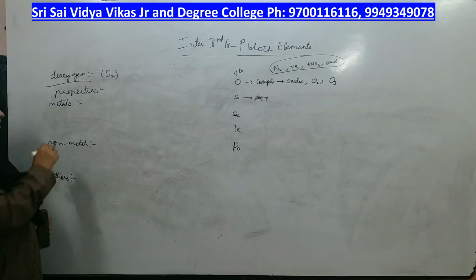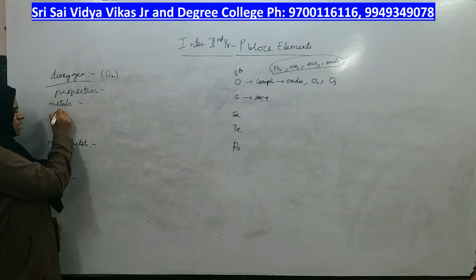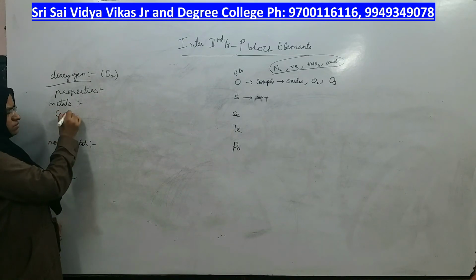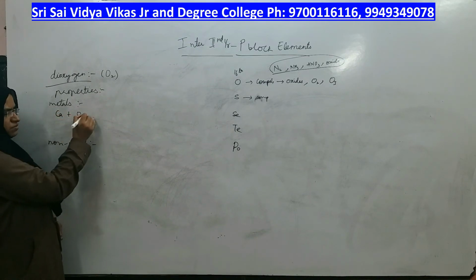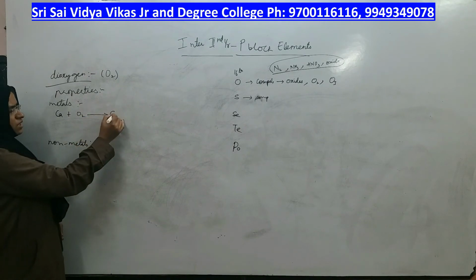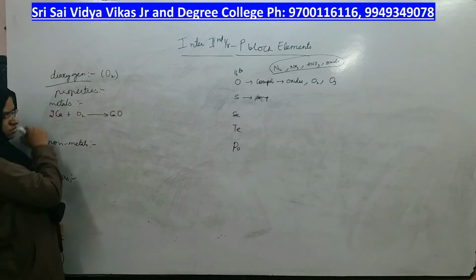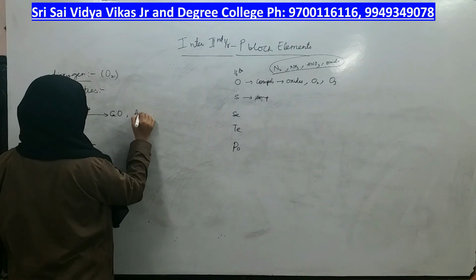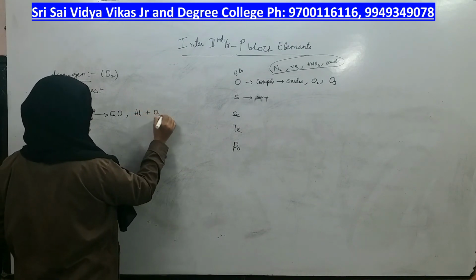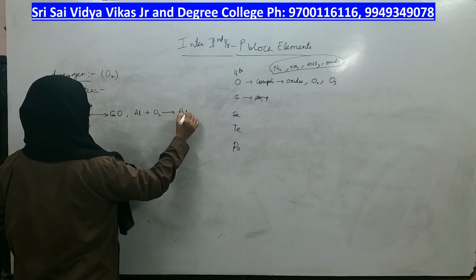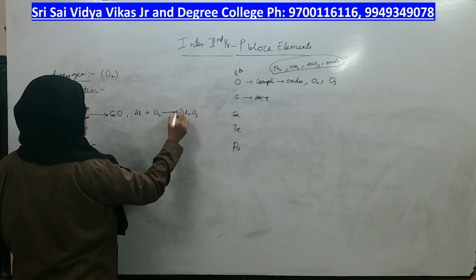Now let us look at metals. Which metal shall I take? I will take calcium, dioxygen. What will you get? Calcium oxide. Or I will take aluminium, dioxygen. I will get aluminium oxide. How to balance?